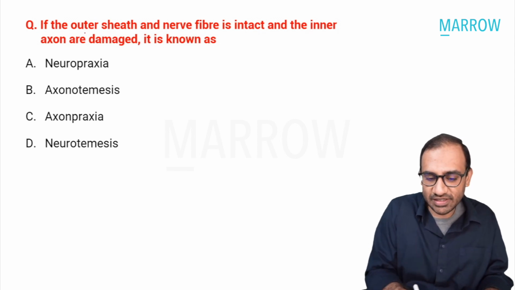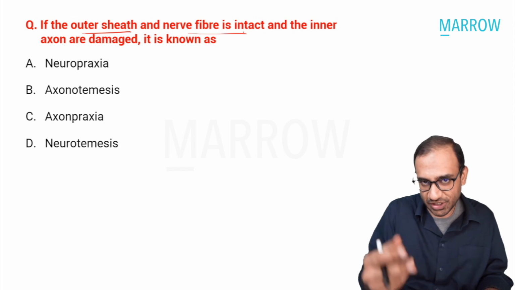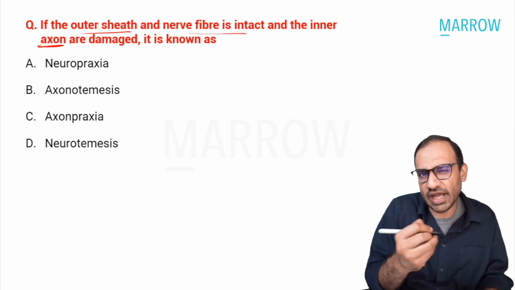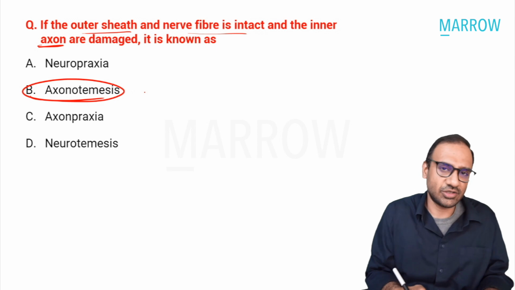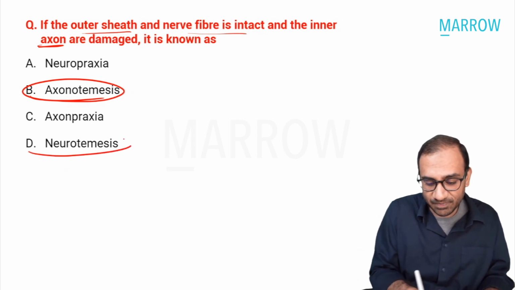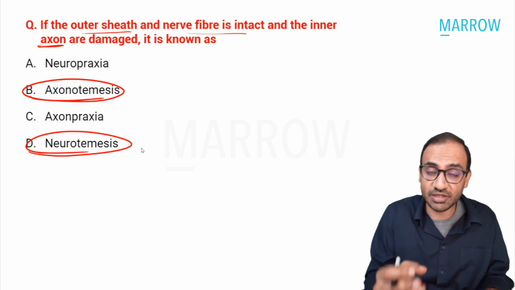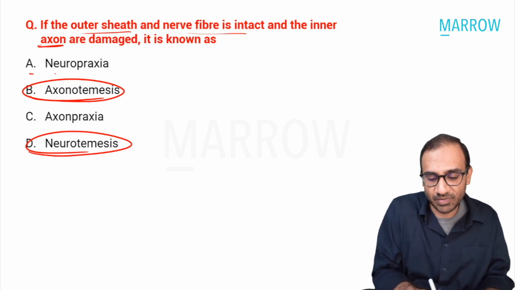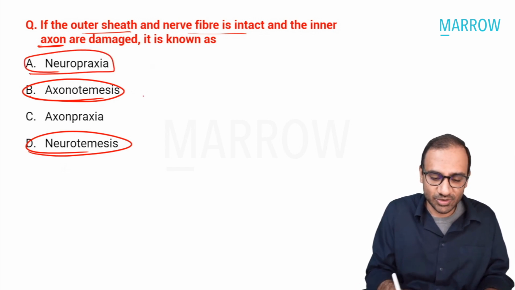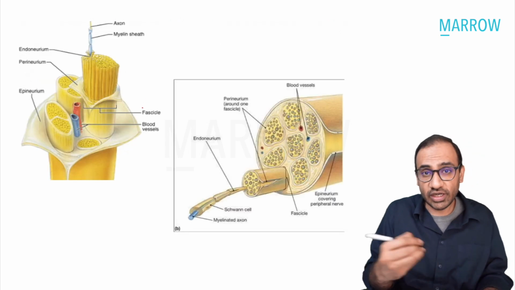So here, what it is saying is outer sheath, nerve fiber is intact. So sheath is intact, only axon is injured. So only axon is injured. The answer is axonotmesis. If everything is injured, the answer would be neurotmesis. And if nothing is injured and the patient still has conduction defect, the answer is neuropraxia, right? So here the correct answer is axonotmesis. So quickly review what it is.